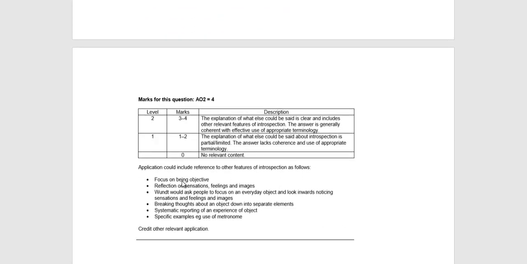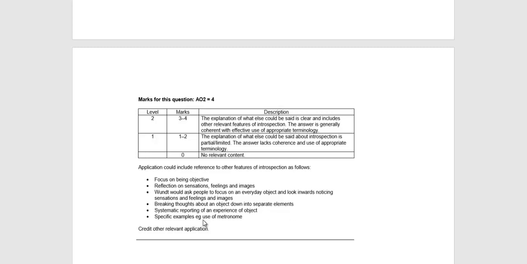But Wundt's work was obviously, introspection is all about being objective and trying to reflect back on an individual's sensations, their feelings, their images. So he got his first lot of psychologists, trained them up, got them to focus on everyday tasks by looking inwards, introspection, looking inwards, and noticing and recording very objectively their own sensations, their feelings, etc. The idea was breaking down all their experiences into small components, separate elements.